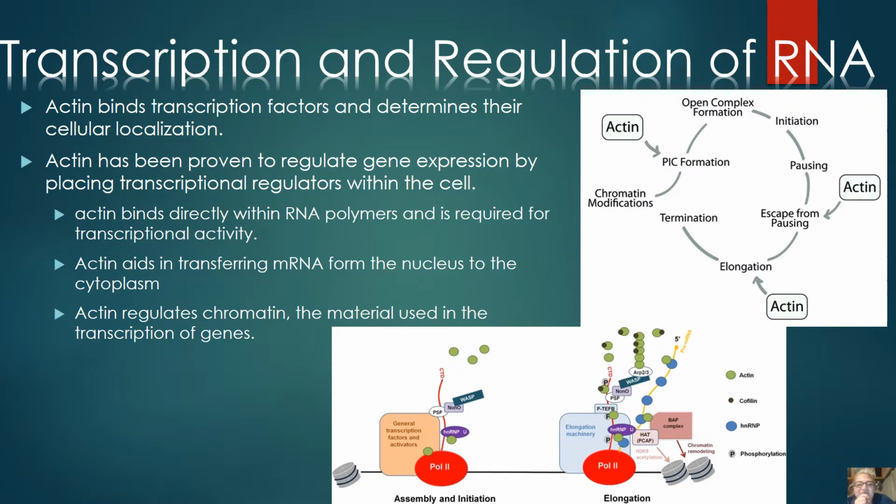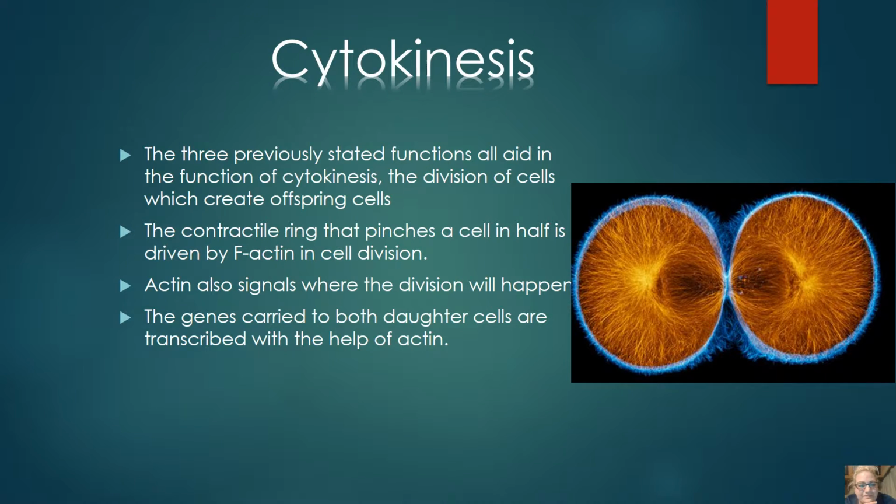So, as previously stated, we did the signal transduction. Actin tells the cell where it's going to split and which DNA is going to go into each one of those daughter cells. It transcribes those genes, puts them into two daughter cells, and splits it. And that's the easiest way to think about actin and how it functions.